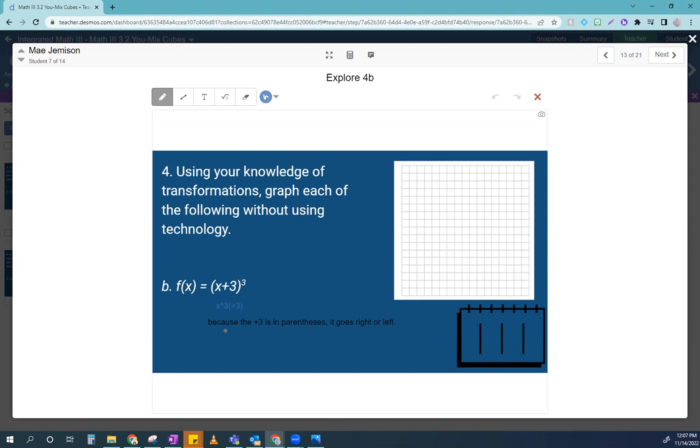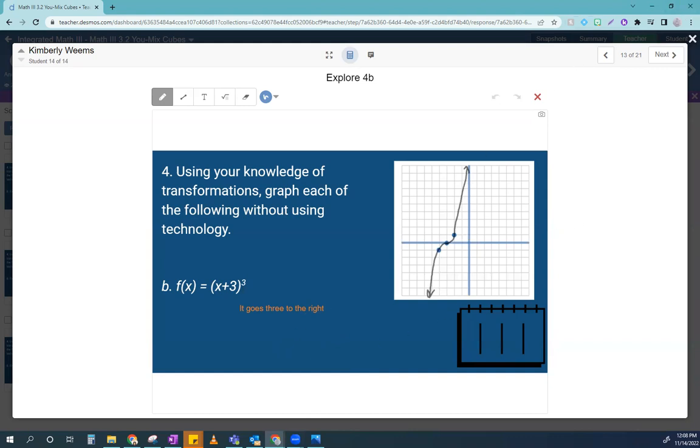This is because +3 is in parentheses, it goes to the right or to the left. And then they didn't actually show me which way it goes, or why it goes that way. So this is just missing just a little bit. So let's see, this one goes 3 to the right. This is pretty good. It goes 3 to the right, and then there's your explanation. Very good. So these are pretty strong explanations.